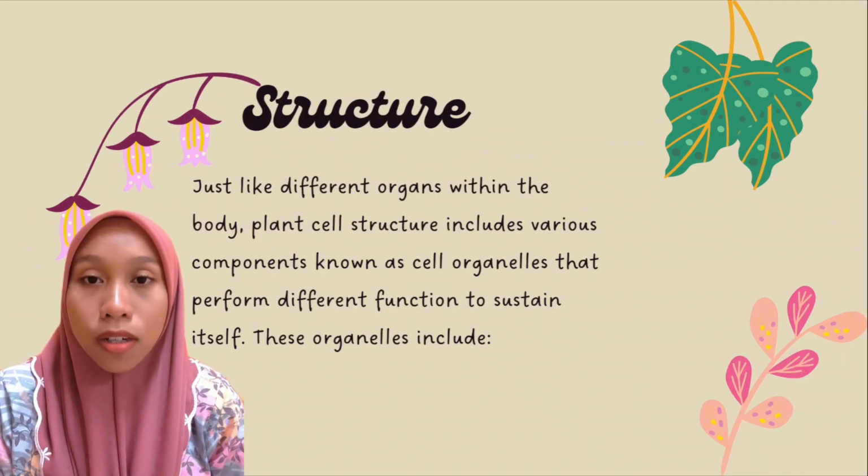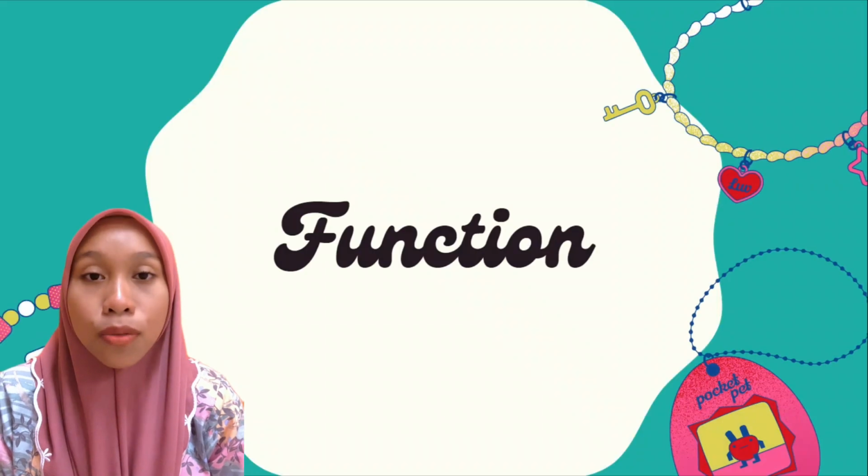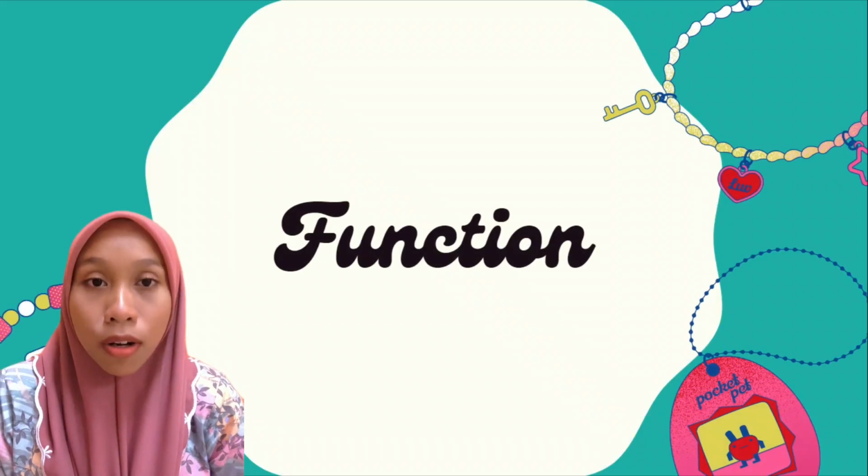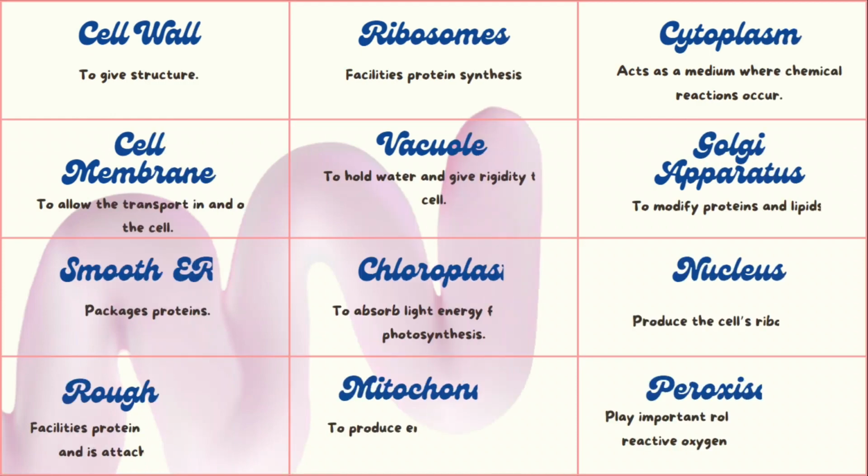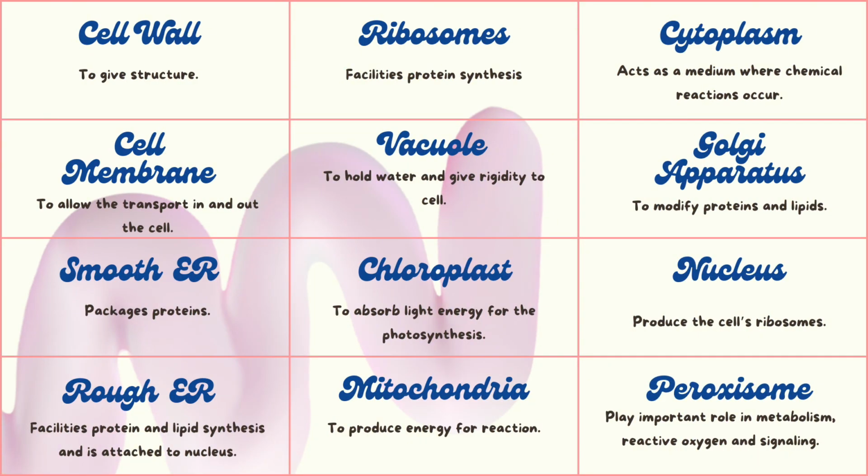These organelles include, these are the functions. So the first one is the cell wall. The cell wall is to give the structure. The second one is the cell membrane. The cell membrane functions to allow transport in and out of the cell. Next is the smooth ER, which packages proteins. The rough ER facilitates protein and lipid synthesis and is attached to the nucleus. For the ribosome, it facilitates protein synthesis.